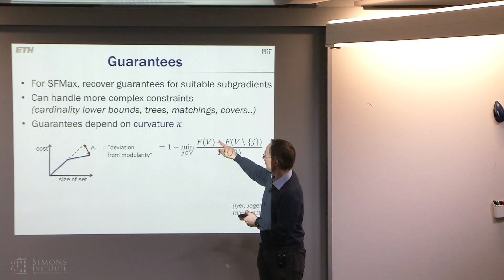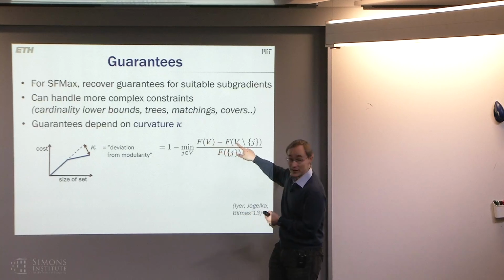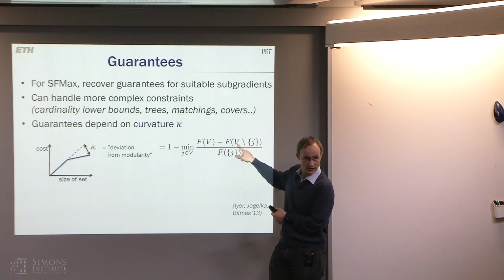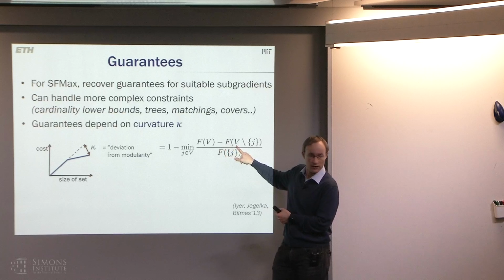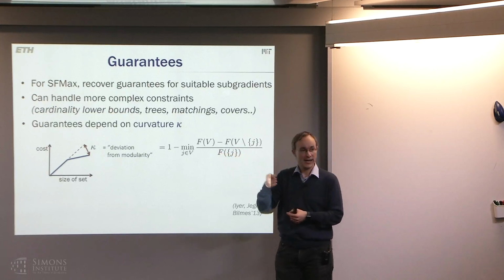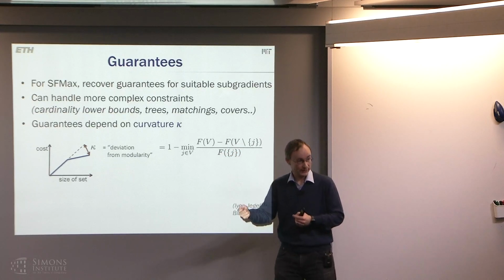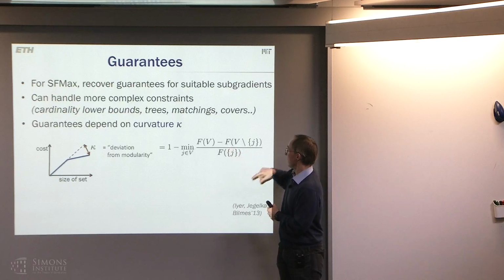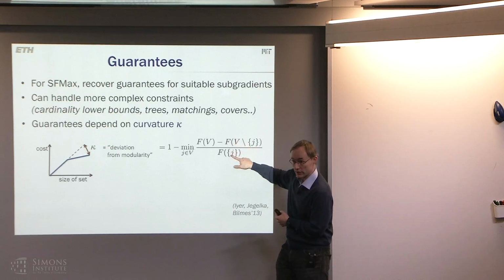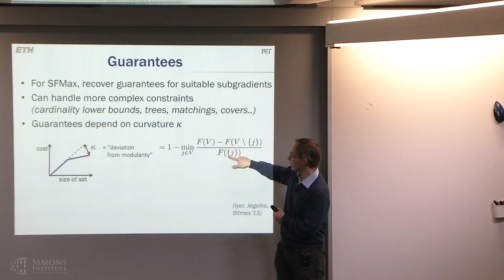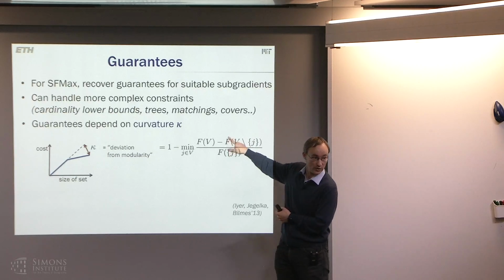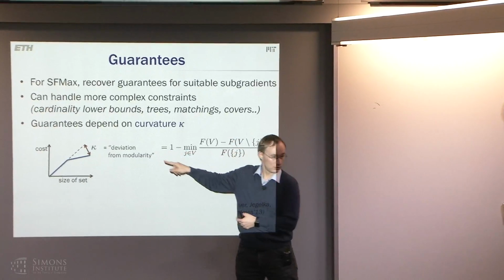That is basically when you get it to the set containing everything but the element j. That's the numerator here. And you divide it by the gain of that element if you add it to the empty set. Right? By submodularity, the numerator is always at most as much as the denominator. If it's modular, the ratio is going to be 1, so the curvature is 0.